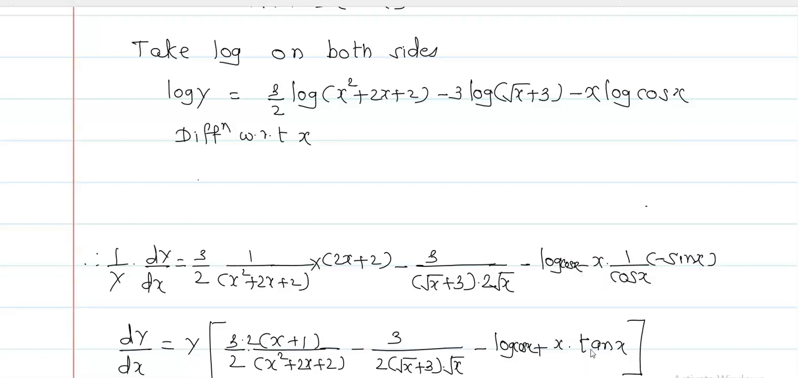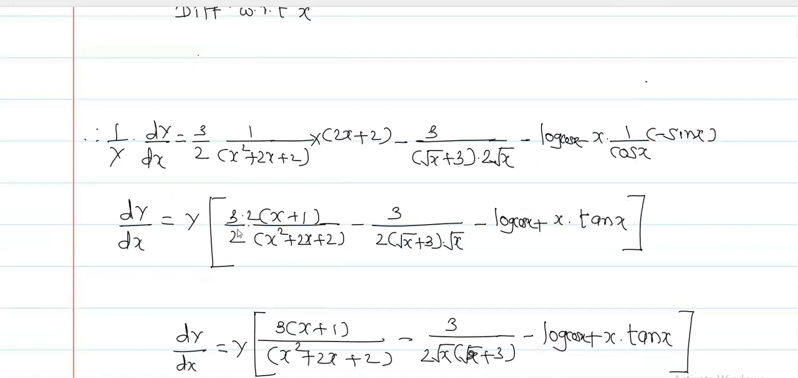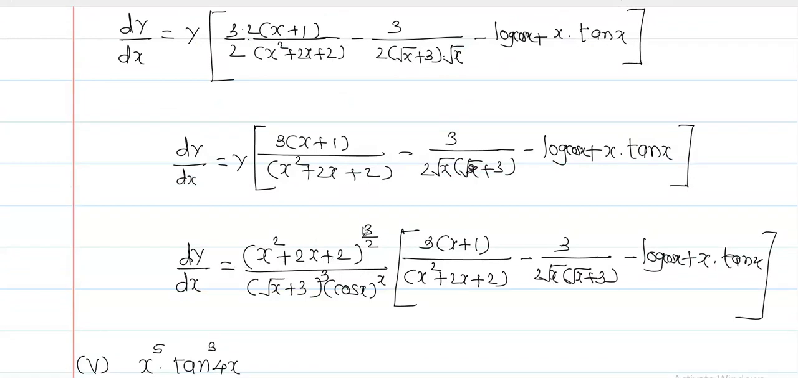That is x tan x, and that's why you will have dy by dx is equal to y into, these 2 get cancelled, that is 3 in bracket (x plus 2) upon (x square plus 2x plus 2) minus 3 upon 2 root x in bracket (root x plus 3) minus log of cos x plus x tan x, and after simplification you will get dy by dx is equal to (x square plus 2x plus 2) raised to 3 by 2 root x plus 3 bracket cube into cos of x raised to x in bracket 3 in bracket (x plus 1) upon (x square plus 2x plus 2) minus 3 upon 2 root x in bracket (x plus 3) minus log of cos x plus x times tan x, and this is the answer.